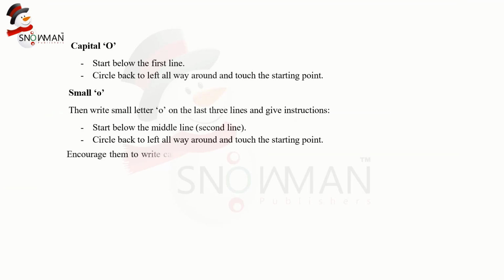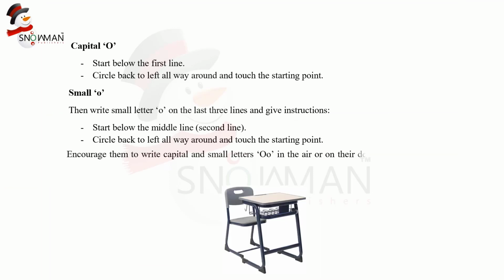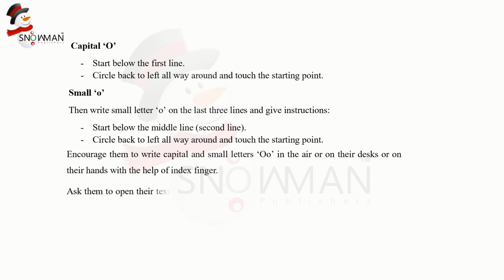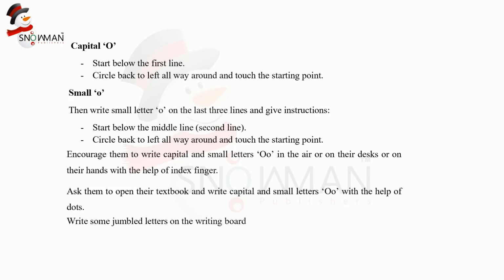Encourage them to write capital and small letters O in the air, or on their desks, or on their hands with the help of the index finger. Ask them to open their textbooks and write capital and small letters O with the help of dots. Write some jumbled letters on the writing board and ask the children to recognize O.